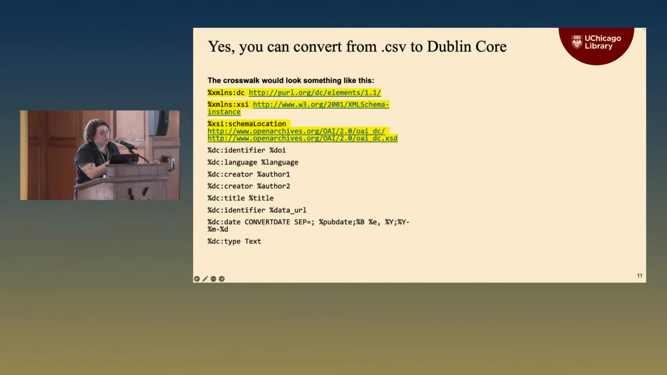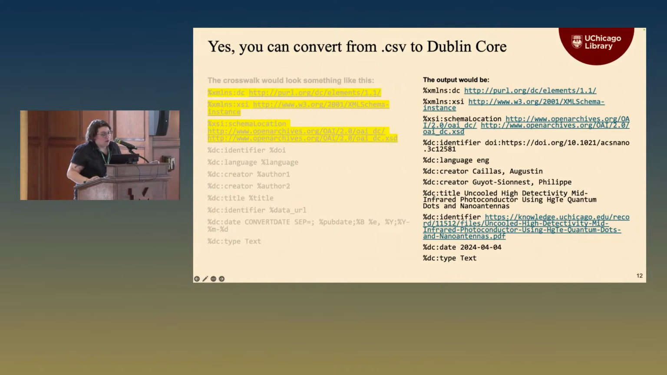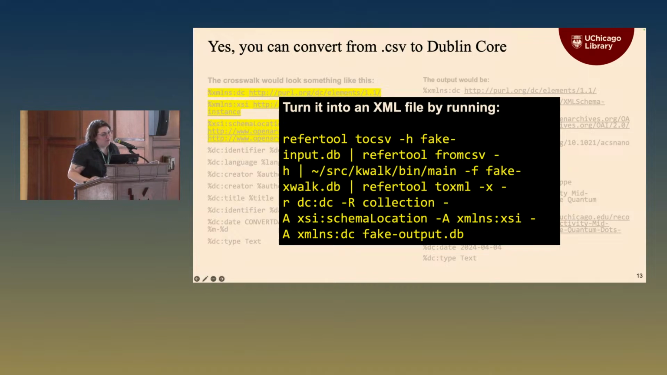So here's what a crosswalk from CSV to Dublin Core would look like. And once you ran the crosswalk, it would look something like this, where now all of your Dublin Core identifiers have data to them. And then the next thing is you run this amazing code, and you're able to get an XML file that you can then upload to Tind or your chosen repository.